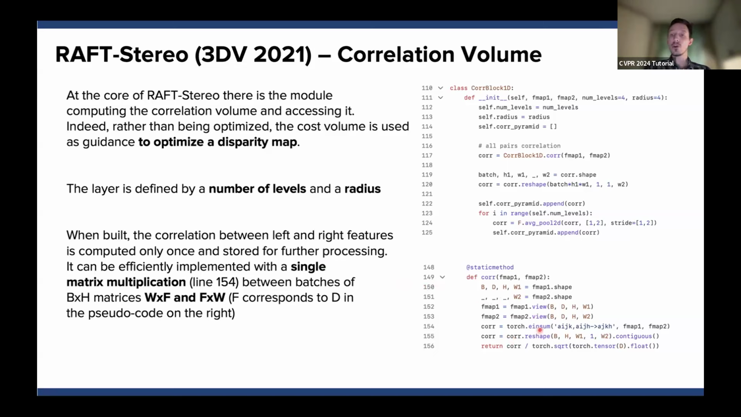So once this correlation volume is built, we also have some additional hyperparameters, which are the number of levels and the radius. In particular, the number of levels defines something like a coarse-to-fine approach to access the cost volume. We will see that the cost volume is accessed either at its original resolution, as well as at two additional resolutions downsampled by a factor of 2 and 4.